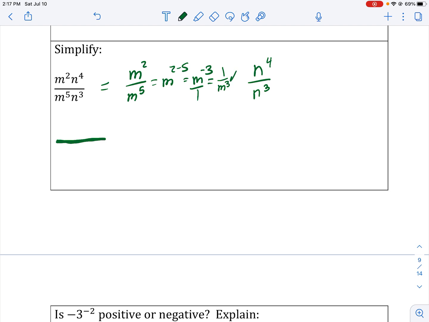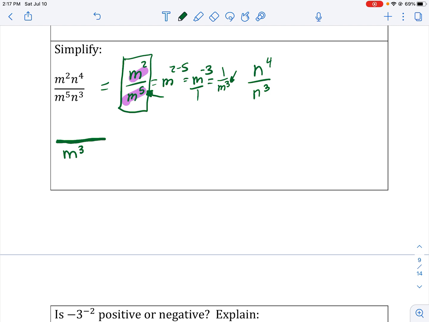I see that m is in the denominator, so for my final answer, I put m to the third in the denominator. The other way you can do that is you can look at this, ask yourself, are there more m's in the numerator, or are there more m's in the denominator? You should see that there are 5 in the denominator, so there's more in the denominator. Ask yourself then, how many more? Well, there's 3 more, so m to the third goes in the denominator.